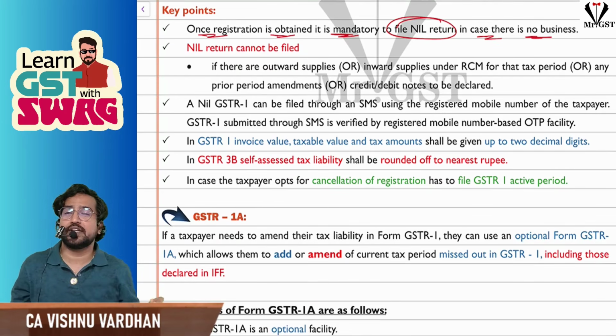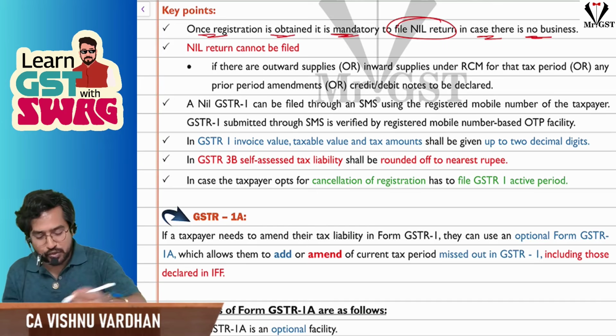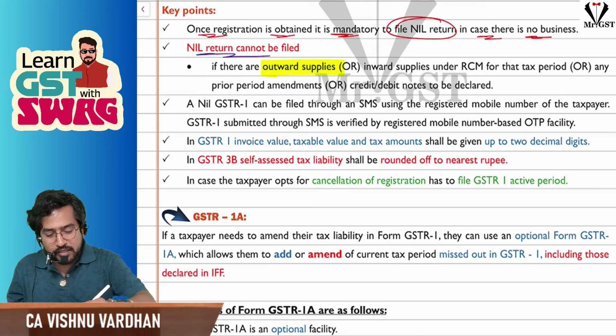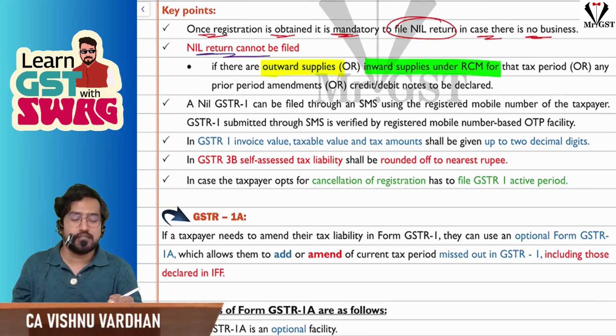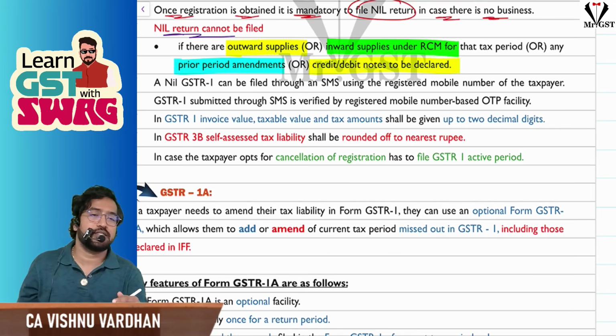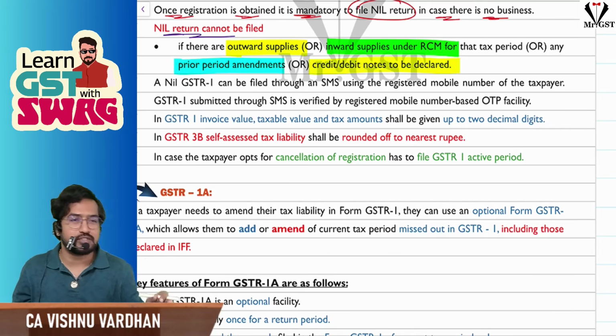Once you register, you should file nil returns also. But a nil return cannot be filed when there are outward supplies, or inward supplies covered under RCM, or any prior period amendments, or any credit or debit notes to be declared. Then how is it a nil return?